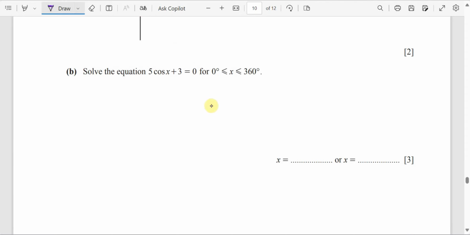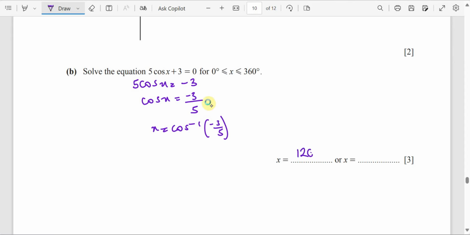Solve this equation. This is 5 cos x equals minus 3. So this is minus 3 over 5, and x equals cos inverse of minus 3 over 5. If you do that using your calculator, minus 3 divided by 5 is minus 0.6. Then you find the cos inverse of that on your calculator, and that is going to give you 126.9. That's approximately 126.9 degrees. Now look at the range of answers that we should have.